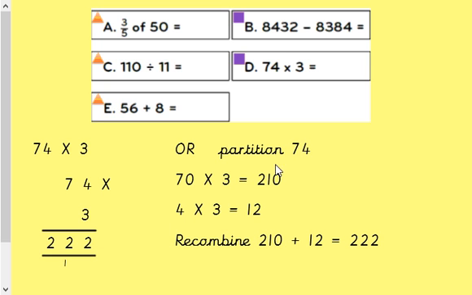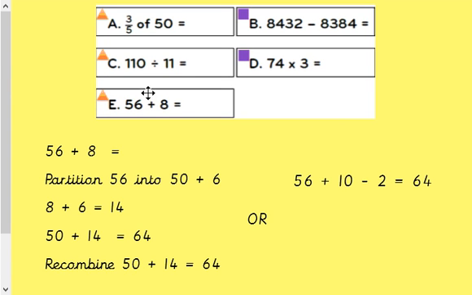We could partition the 74 into 70 and 4, and we could then multiply both bits by 3. So 70 times 3 would be 210, and then 4 times 3 would be 12. So you've got then to recombine, so 210 plus 12 would be 222. You can see that both answers agree.